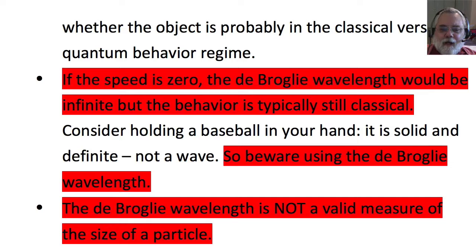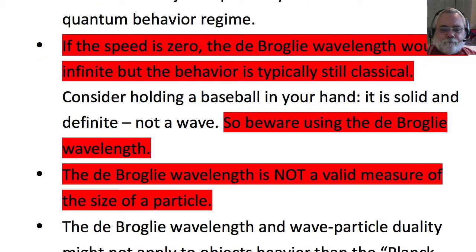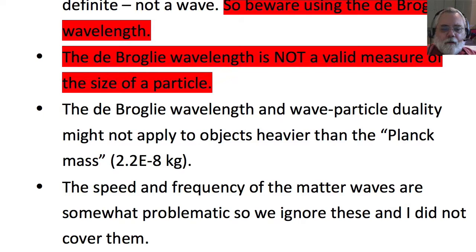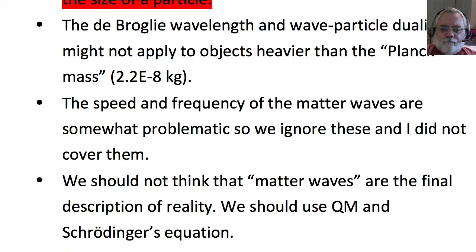The de Broglie wavelength is not a valid measure of the size of a particle at all. It's a length, but it's not the size of the particle. The de Broglie wavelength and wave-particle duality might not apply to objects heavier than a certain mass that gets the name Planck mass, 2 times 10 to the minus 8 kilograms. We're not going to worry about that, however. The speed and frequency of the matter waves are somewhat problematic, so we're going to ignore these, and I didn't cover them. They are in de Broglie's PhD thesis, however.